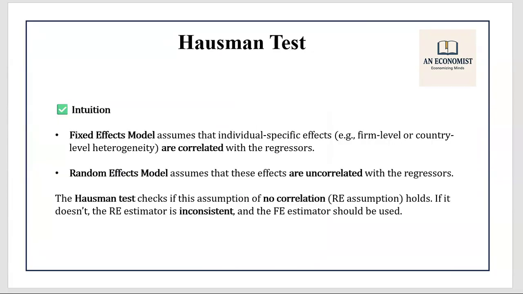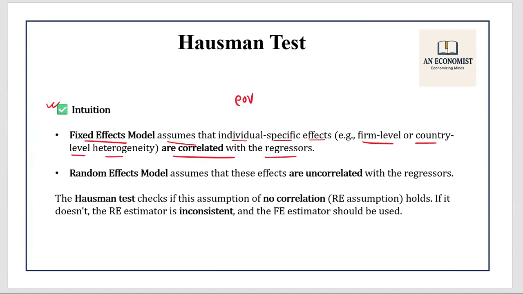So now next up, we will see what is the intuition of this test. This intuition is coming from the difference between the fixed effect and the random effect model that we discussed in the previous slide, right? So see here, in case of the fixed effect model, this we have seen, it assumes that individual specific effects, so this individual heterogeneity, can come from the firm level or it can be country level heterogeneity, anything. They are correlated with the regressors.